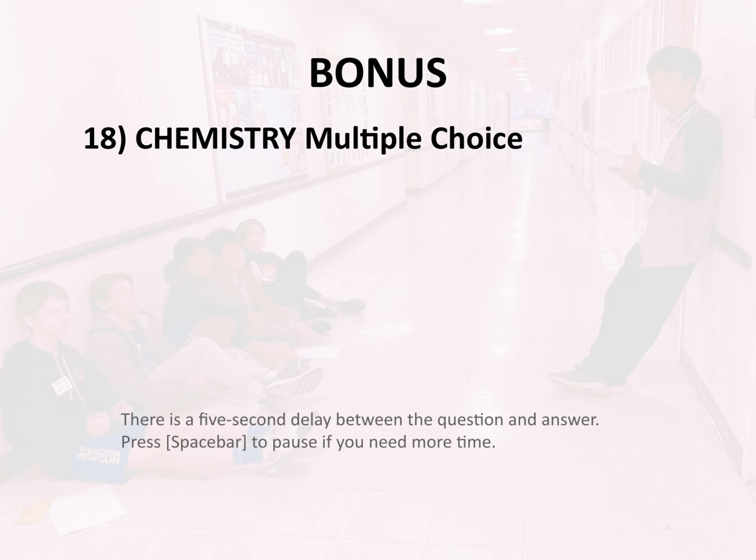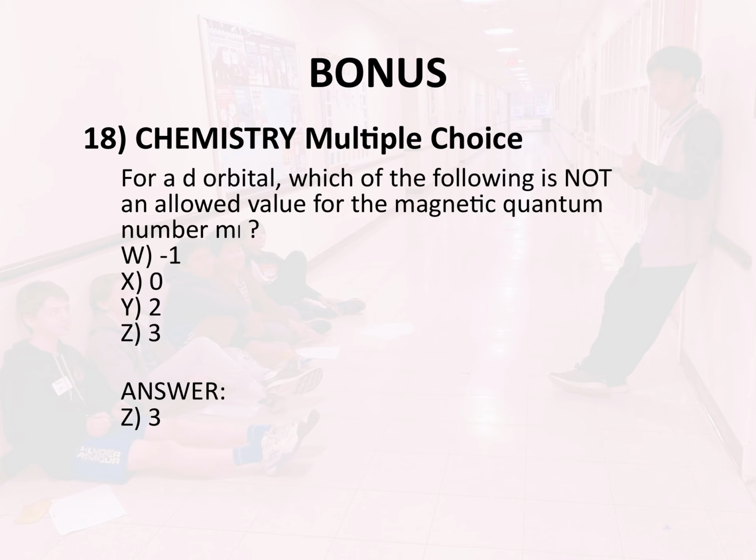Bonus 18. Chemistry. Multiple choice. For a d orbital, which of the following is not an allowed value for the magnetic quantum number ml? W, -1. X, 0. Y, 2. Z, 3. Answer: Z, 3.